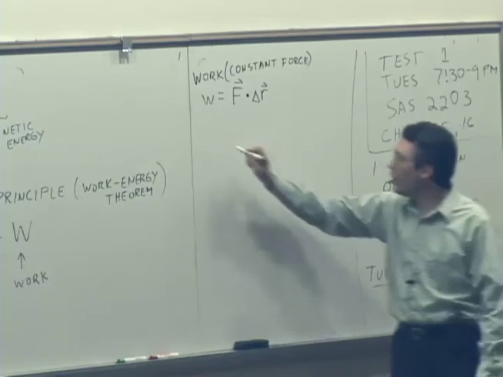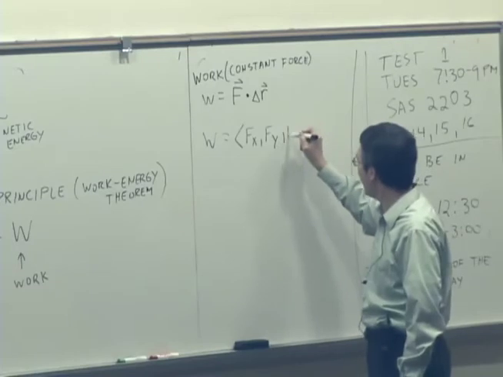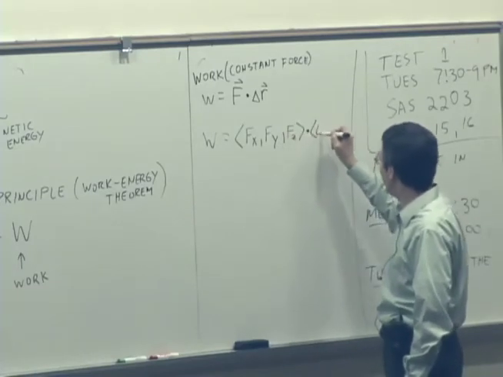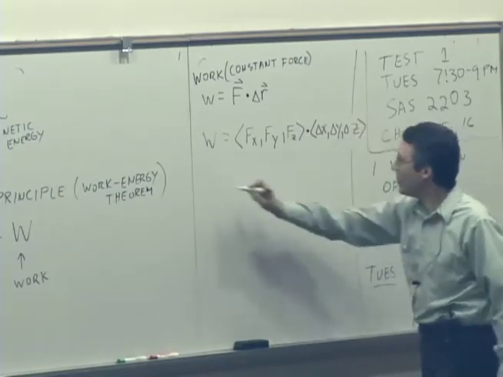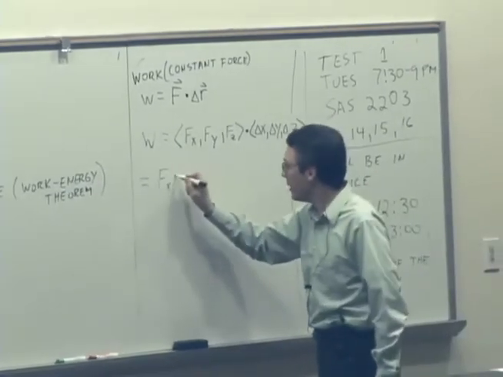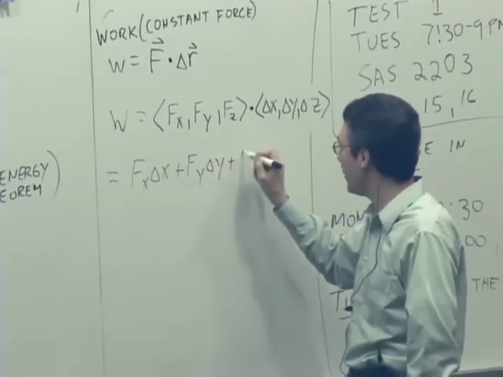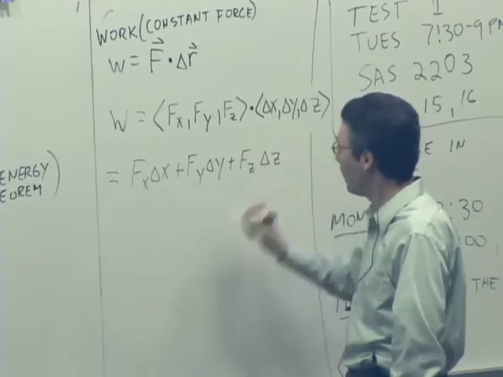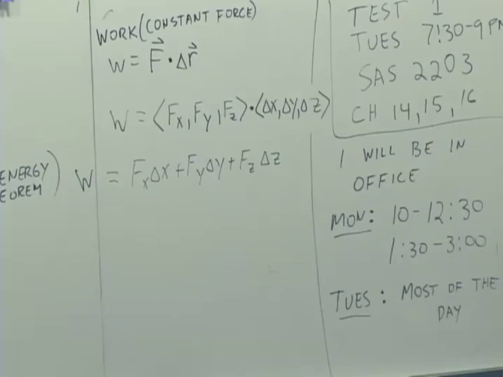So for a constant force, F dot delta R. What is a dot product? I have Fx, Fy, Fz dotted with delta x, delta y, delta z. And so if I do the dot product, what do I write? Fx delta x plus Fy delta y plus Fz delta z. Okay? And it's a scalar. It's not a vector. It's a scalar, right? It just gives you a positive or negative number. And energy is a scalar, too. It's just a number, okay?